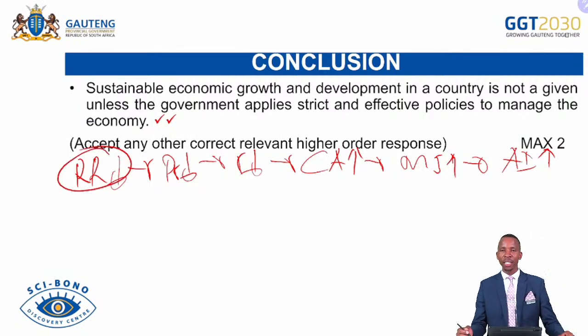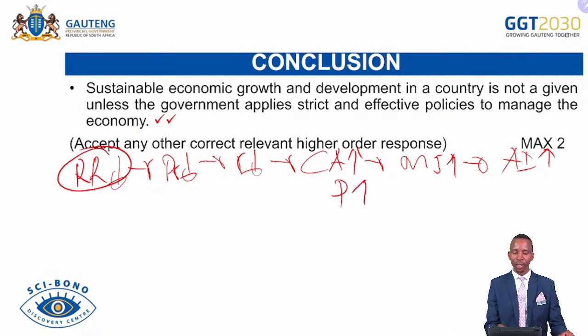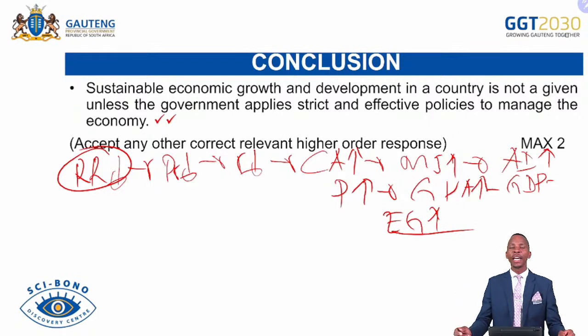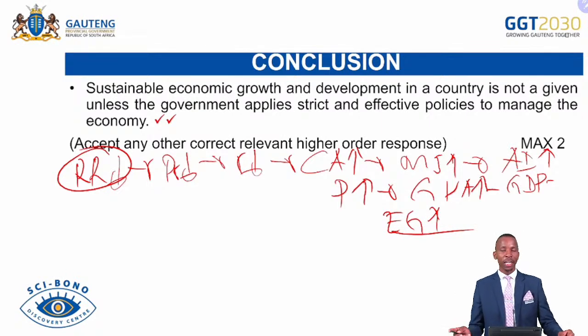Through that aggregate demand increasing, that will lead to more production, and then because of that, the gross value added, GVA per industry, will be increasing, and then GDP will be increasing, and then economic growth will also be increasing in the economy. So we have achieved it. Because of what? Because of applying expansionary monetary policy under repurchase rate.